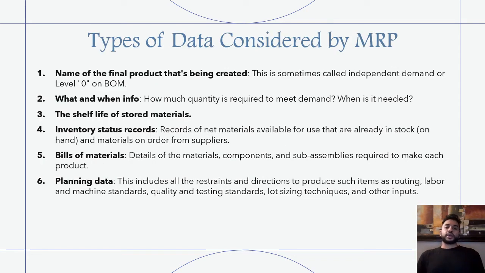Types of data considered by MRP. What type of data does MRP look for? The name of the final product that's being created, so you need to have that. What and when info: how much quantity is required to meet demand, and when is it needed? The shelf life of stored materials, how long can it sit on the shelf? Inventory status records, bills of materials. Planning data includes all the restraints and directions to produce such items as routed. So basically, that's it. It's all written right there.